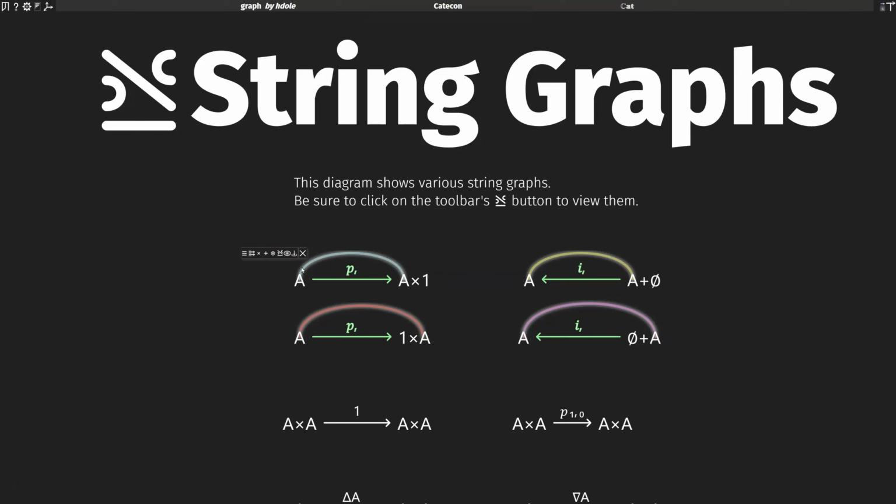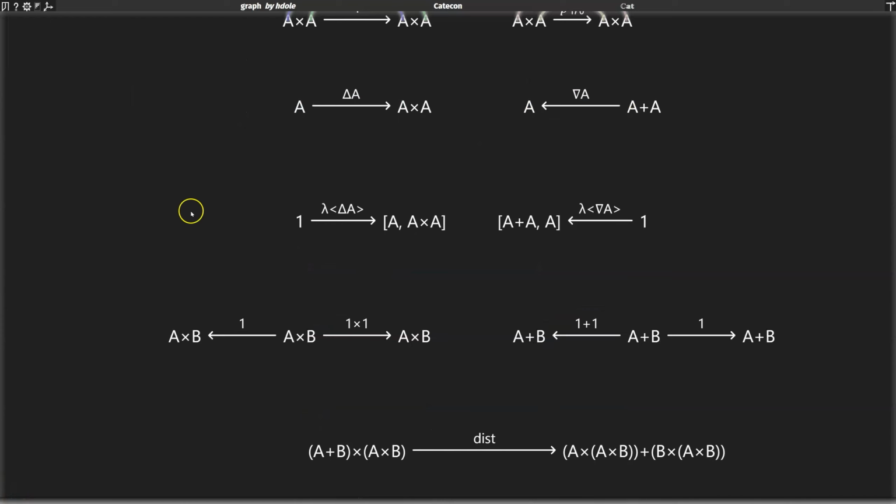Next, we see the two distinct morphisms from A cross A to A cross A, the identity and the twist. In Catecon, the twist is indicated by a factor morphism where the factors are reversed as indicated by the 1 followed by 0. For the product and coproduct, we have the graphs for the delta and fold morphisms.